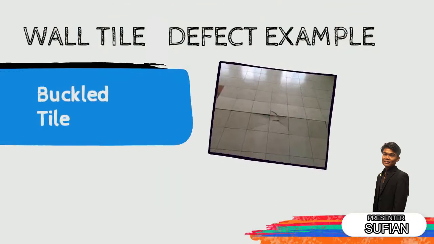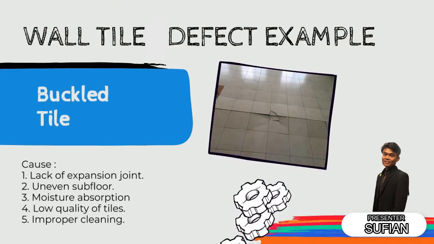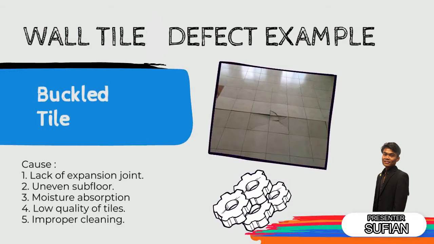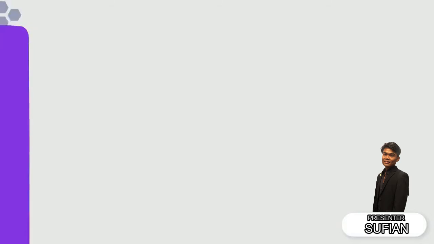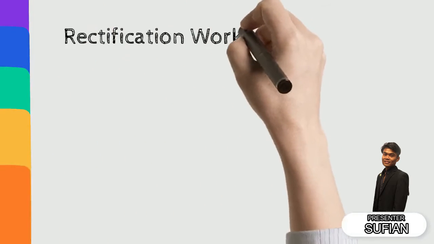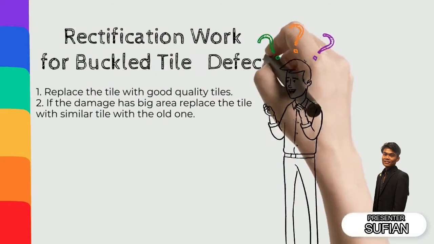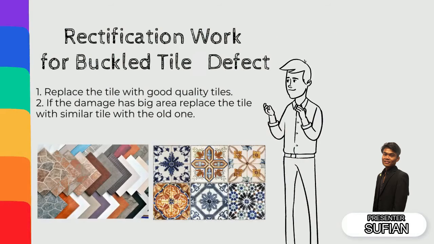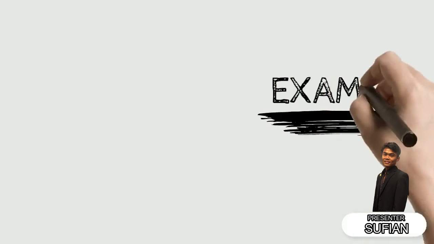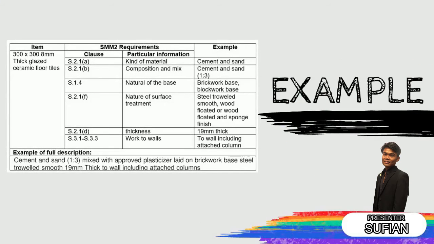Buckled tiles are an example of wall tile defects. The causes of buckled tiles are lack of expansion joints, uneven subfloor, moisture absorption, and low quality of tile. Rectification work for buckled tiles is to replace the tile with good quality tiles, or if the damage covers a big area, replace the tile with tiles similar to the old one. This is an example of how to write a good PQ.